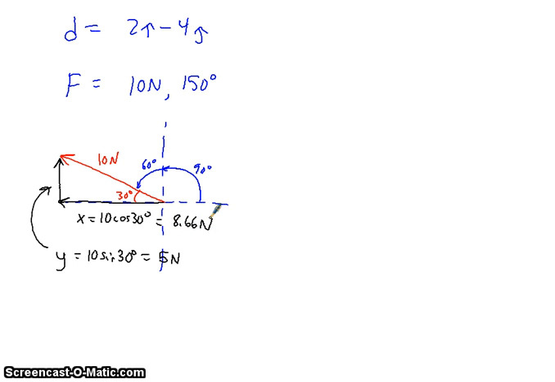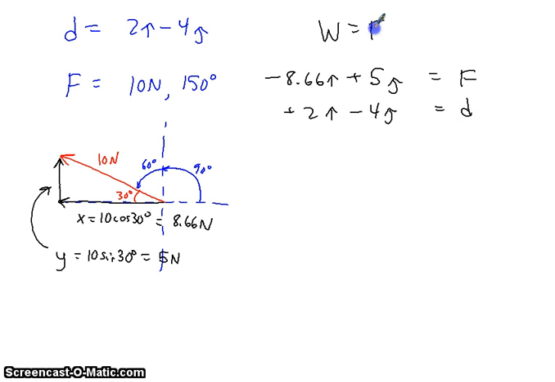So basically, the force, if you write it as an i and a j, the force is negative 8.66i plus 5j. That's the force, and to rewrite the displacement of this object, it's positive 2i minus 4j. And so work equals force times displacement, but as we know, it's only the component of the force that's in the same direction as the displacement that gives you any result.